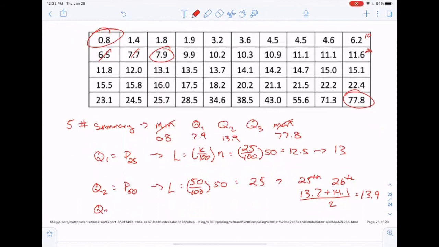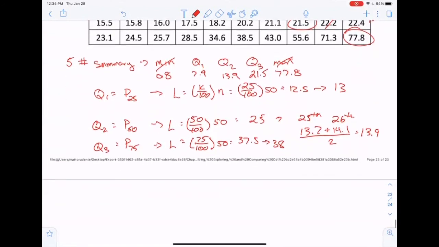And to find Q3, I need to find P75. To do that, I have to use this location formula again. I'm looking at the 75th percentile divided by 100 times the 50 pieces of data, and if I do that, I get 37.5, which is not a whole number. So we round up to 38. This is going to be the 40th piece of data down here, so that makes this 29, and that makes this the 38th piece of data. So Q3 is 21.5.